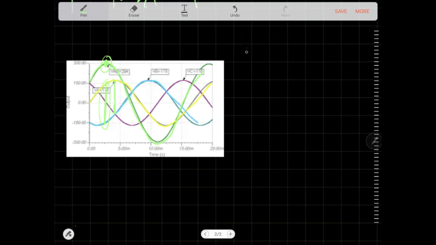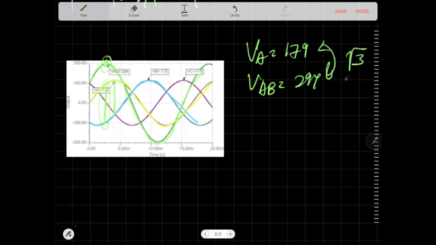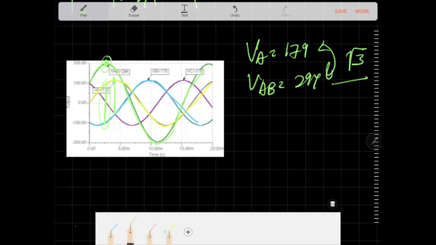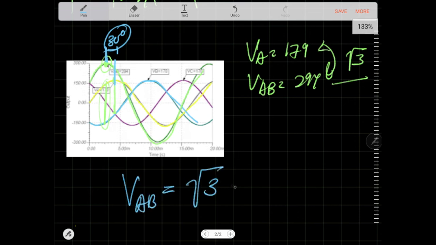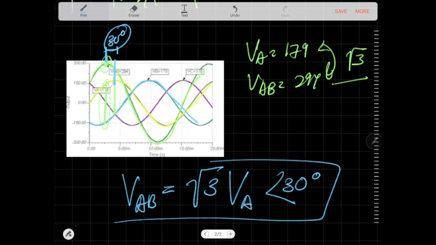And if you look at the graph, let's say VA is around 179. You see that VAB is around 294. The relationship is actually √3. And it peaks 30 degrees apart. That means it leads by 30 degrees. And that's why you get the formula for VAB, the line to line value: a bigger magnitude, by √3, compared to the phase value, and it is earlier by 30 degrees. That's how you arrive at this formula.